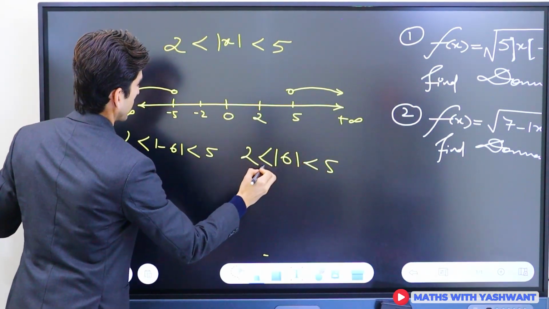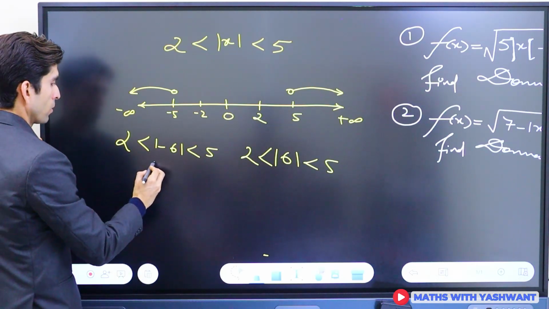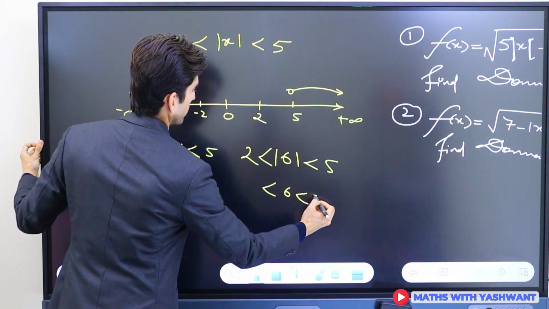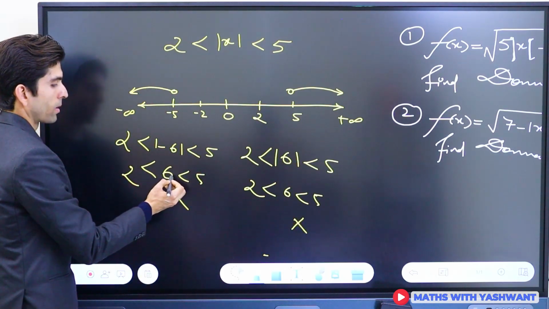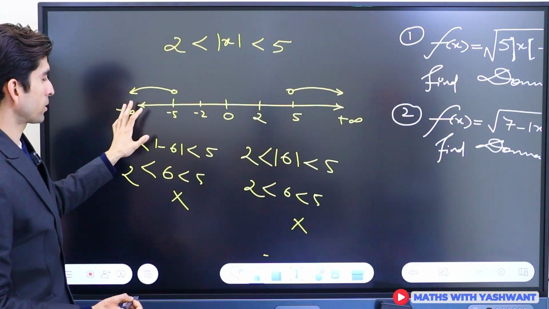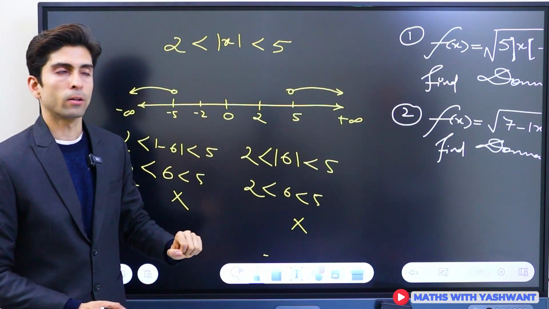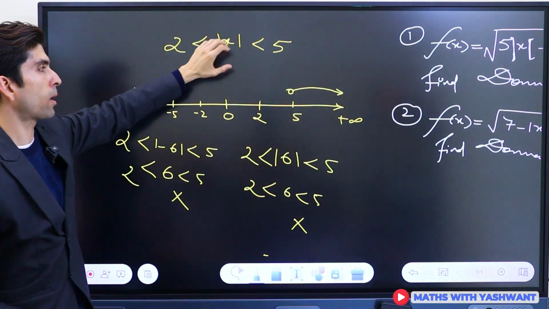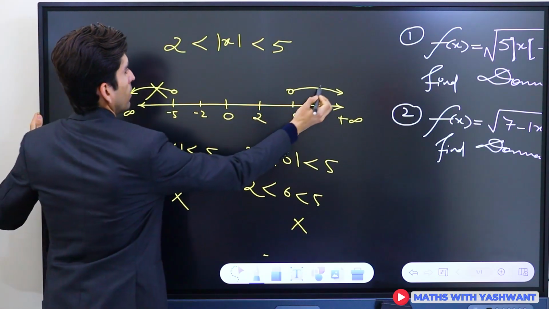We'll verify what's happening. The modulus, you all must know, always gives a positive output. So mod of minus 6 will be 6 and mod of 6 will be 6. You can see that for both, the inequality is wrong because 6 is greater than 2 but it is not less than 5. So any number you take from the interval negative infinity to negative 5 and 5 to positive infinity will not satisfy this inequality. Any value of x from this interval will never be part of this inequality's solution. So we reject this.